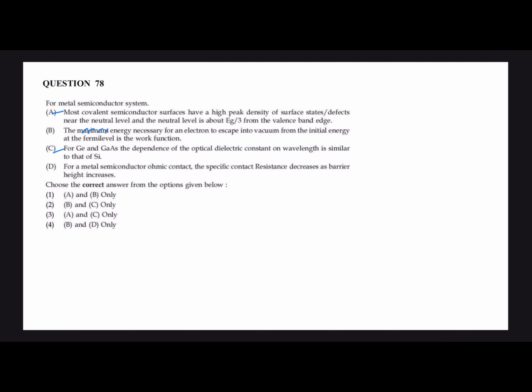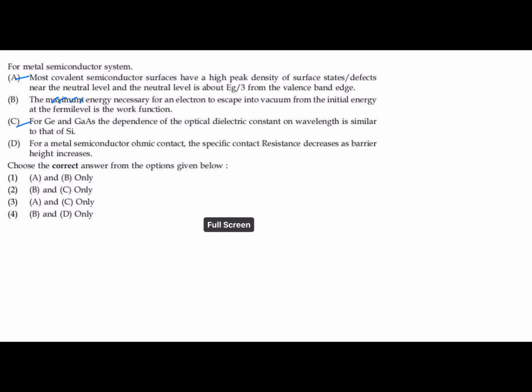Statement C. For germanium and gallium arsenide, the dependence of optical dielectric constant on wavelength is similar to that of silicon. Statement C is correct. Statement D. For a metal semiconductor ohmic contact, specific contact resistance decreases as barrier height decreases. Statement D is wrong. The correct option is statement A and statement C are correct. Correct option is 3.